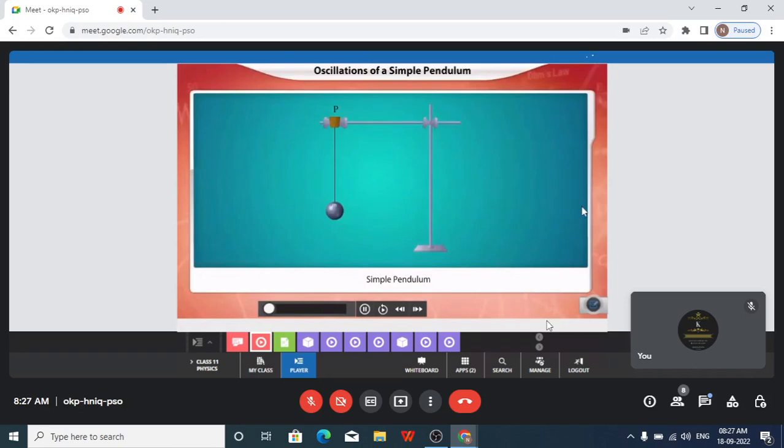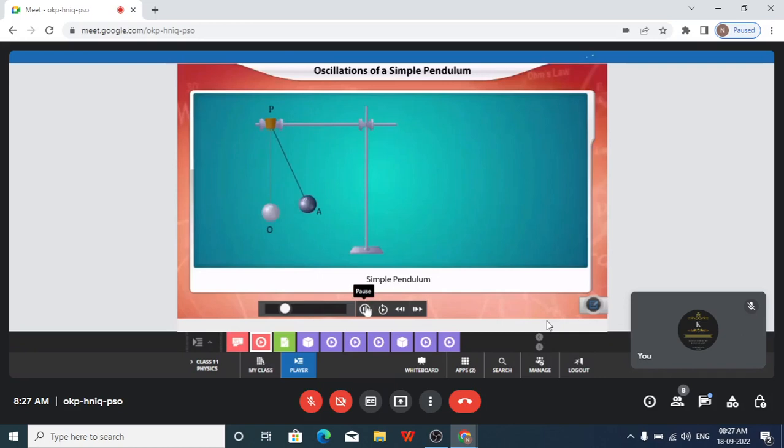Consider a simple pendulum suspended from a rigid support. A small bob of mass M is attached to a thread. Let L be the length of the pendulum. When the bob is displaced slightly and released, it starts oscillating about its equilibrium position, where it moves to and fro about the fixed point under the action of the restoring force.